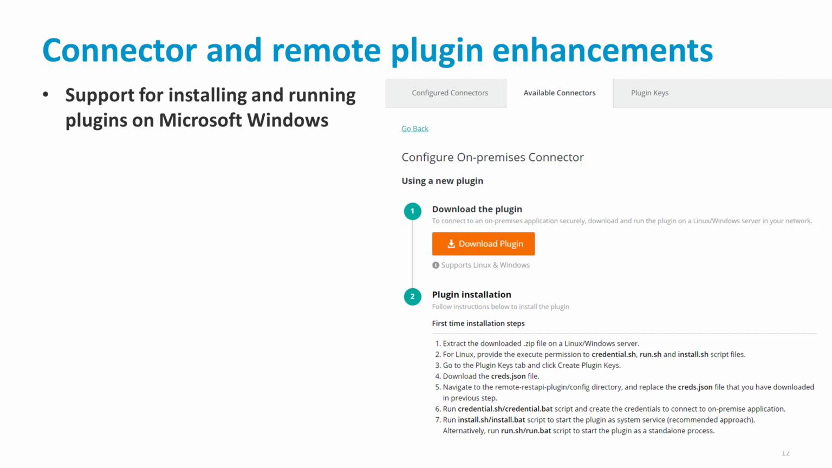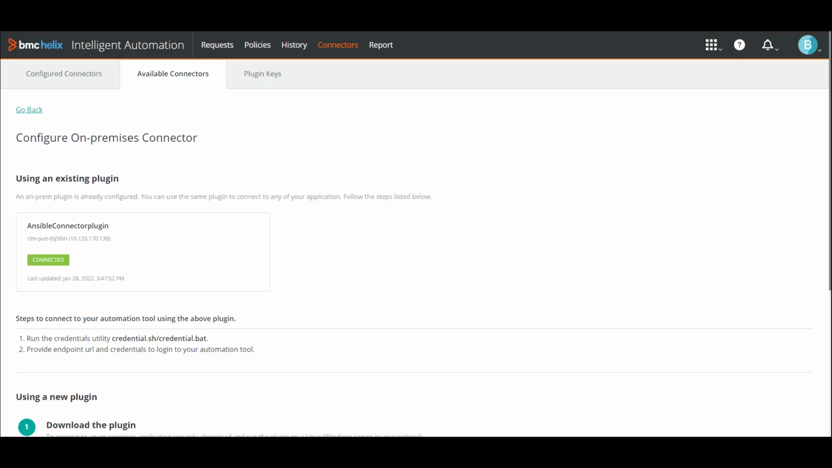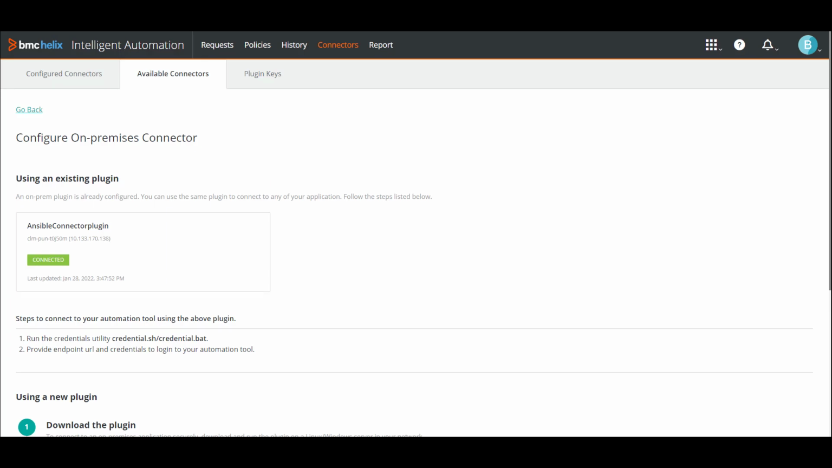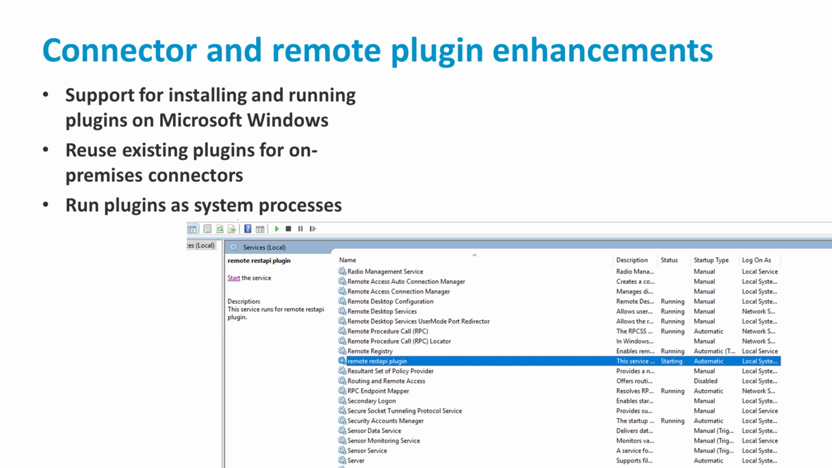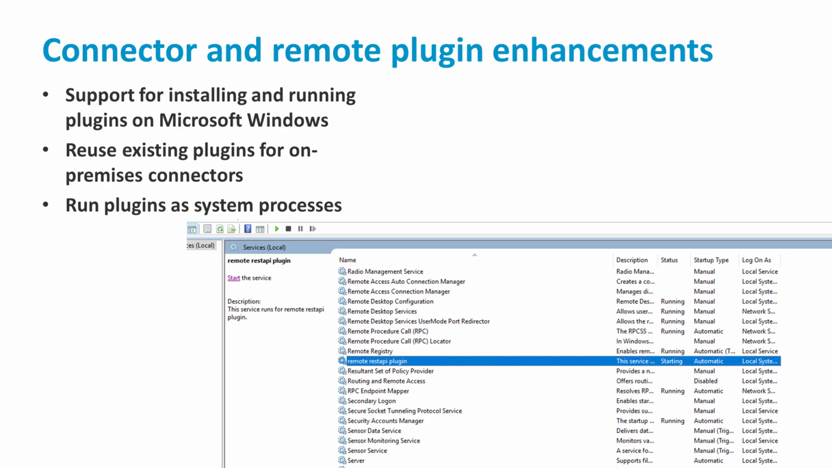Microsoft Windows operating systems. After you use a plugin for one connector, you get the plugin key, which can be reused for configuring any other on-premises connector. This saves you from creating and maintaining multiple plugin keys for every configured connector. The connectors can also now run as a system service on Microsoft Windows, or a system process on Linux hosts where the plugins are installed.